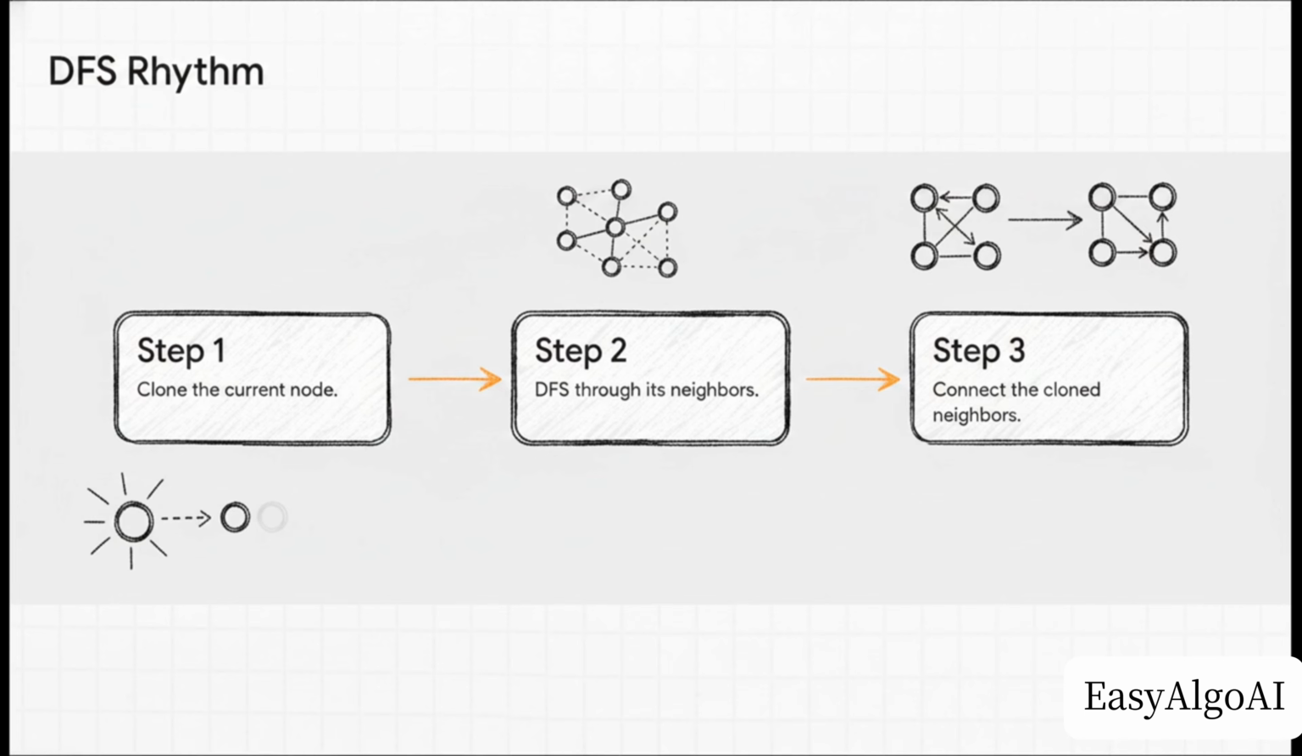Our strategy here is to traverse the original graph and clone each node as we go, using depth-first search, or DFS. When we call DFS on our input node, it does this highly predictable three-step rhythm. Step 1, clone the current node. Step 2, DFS through its neighbors. And step 3, connect the cloned neighbors. It's just a clean, logical loop.